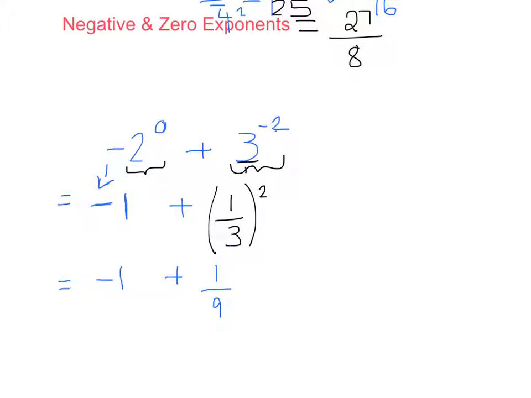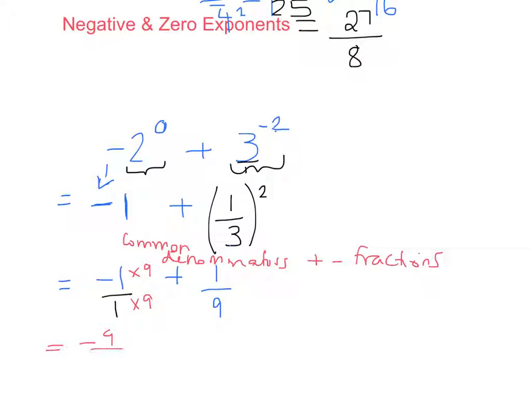To add and subtract fractions, we have to make sure we have common denominators. Right now, this is negative 1 over 1. So because we have 1 and we have a 9, we have to make sure they're common denominators. We're going to take this first fraction and multiply it by 9 to get common denominators. So common denominators for adding and subtracting fractions. This becomes negative 9 over 9 plus the 1 over 9. Negative 9 plus 1 is negative 8 over 9, our final answer.